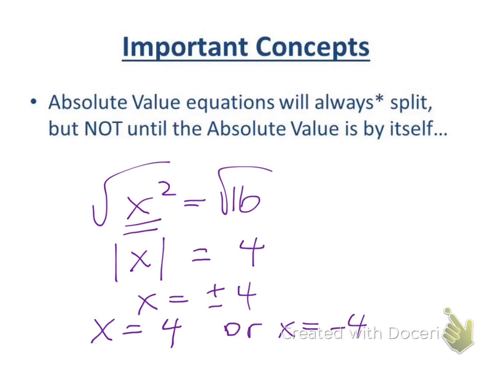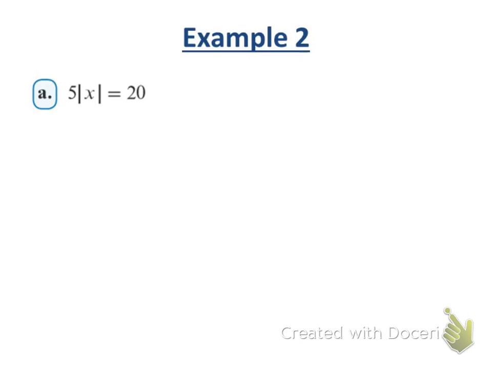And I always, with an asterisk. Got to be careful in math to use the word always. We're going to look at the two instances where they don't split. All right. And here's what we mean by getting it by itself.